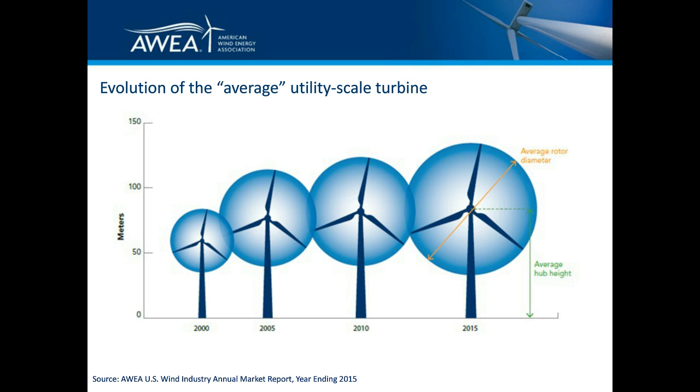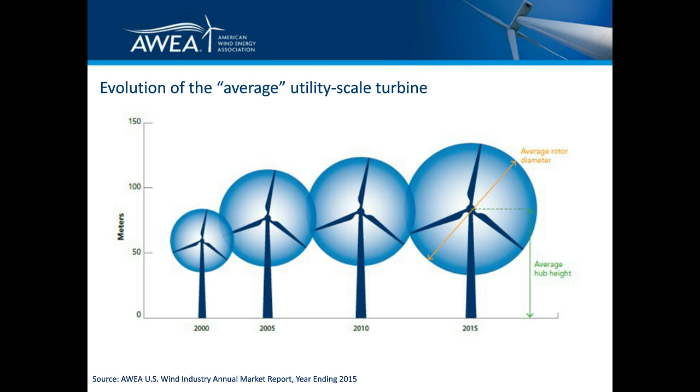Back in 2000, the average hub height of a machine was only 58 meters, and the rotor diameter was only 49 meters. Fast forward to 2015, the average hub height was 82 meters, and the rotor diameter more than 100 meters. So we've seen these wind turbines grow in height and also in their rotor diameter to enable them to capture more of the wind energy resource that's in the area. This has not only opened up new areas for development, but it's also made these machines quite a bit more efficient in capturing and harnessing the wind energy resource that we see in the areas.